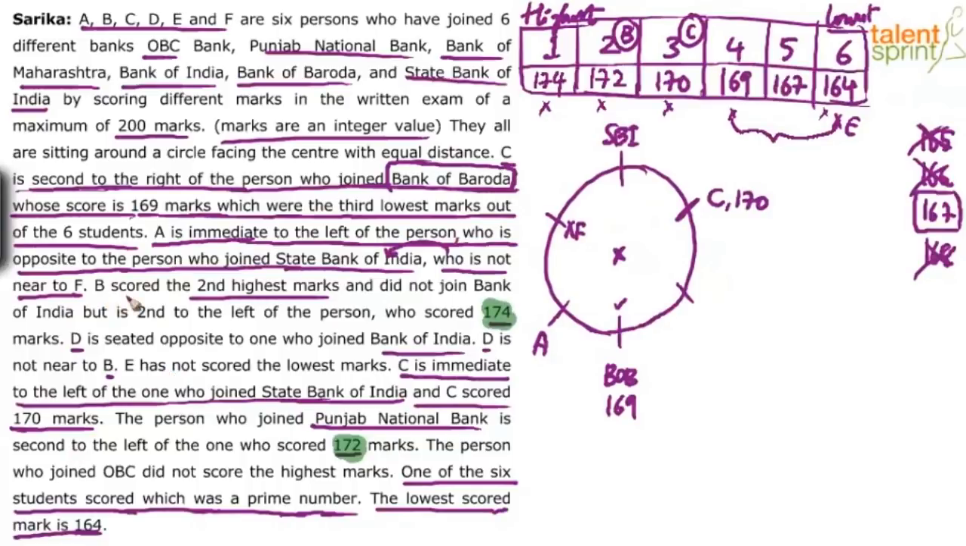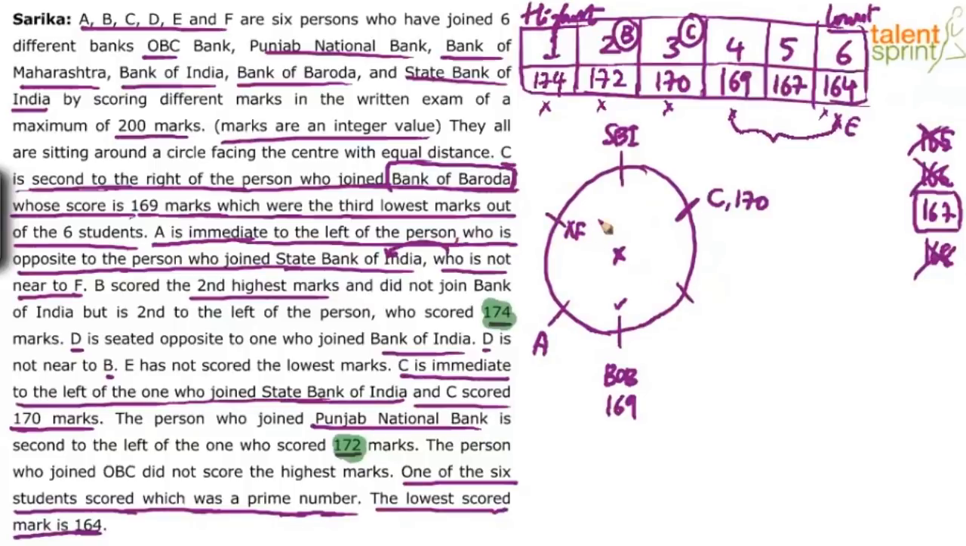We need to check. B scored second highest marks and did not join Bank of India, but second to the left of the person who scored 174. D is opposite to Bank of India. Will this be helpful? D is opposite to Bank of India. Yeah, I think D is opposite to Bank of India is helpful.